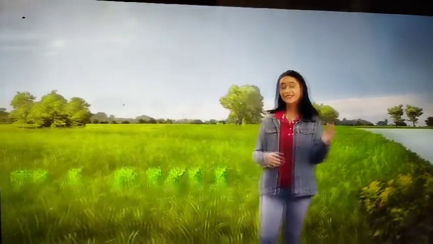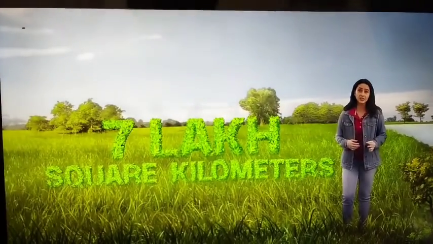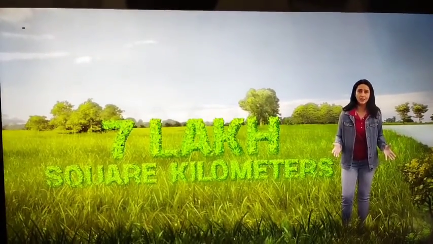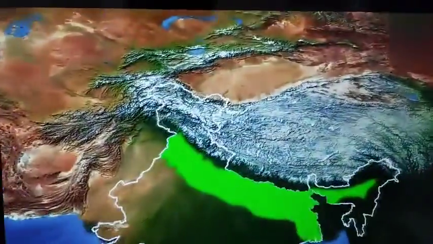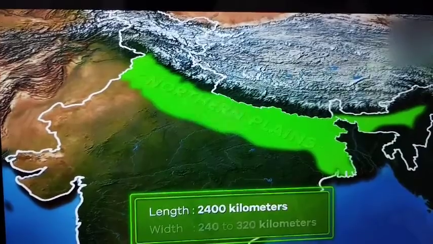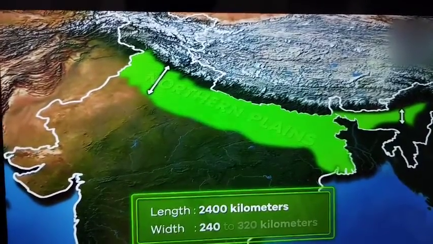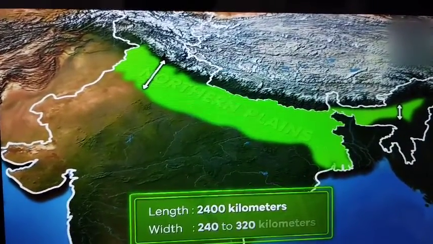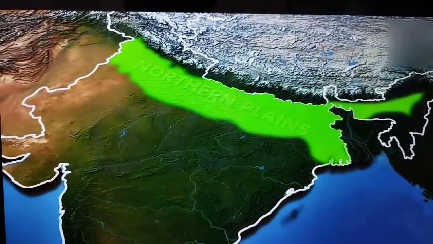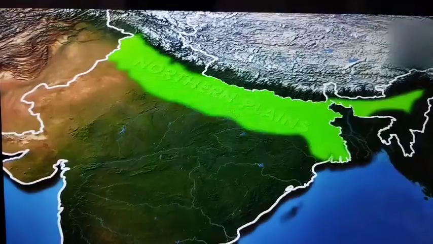We are here in a small part of the northern plains. These plains are spread over an area of 7 lakh square kilometers. That's larger than many countries in the world. These plains stretch over 2,400 kilometers, with widths varying from 240 to 320 kilometers. A big part of North India lies in the plains.